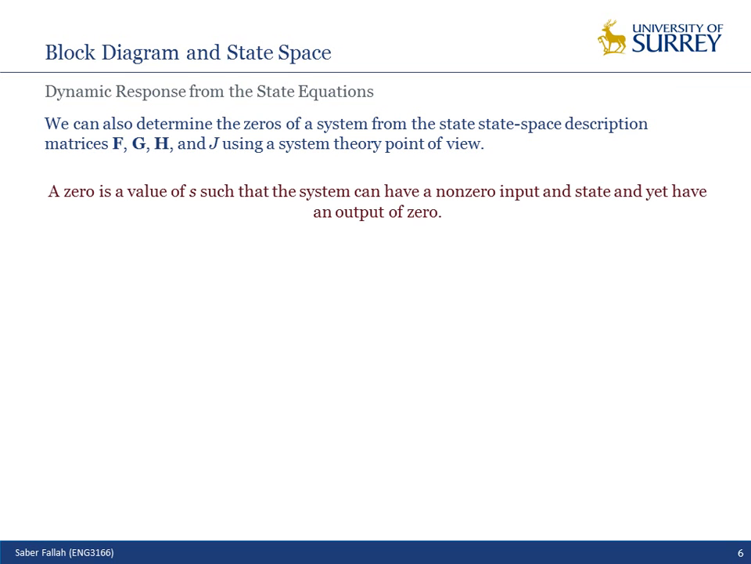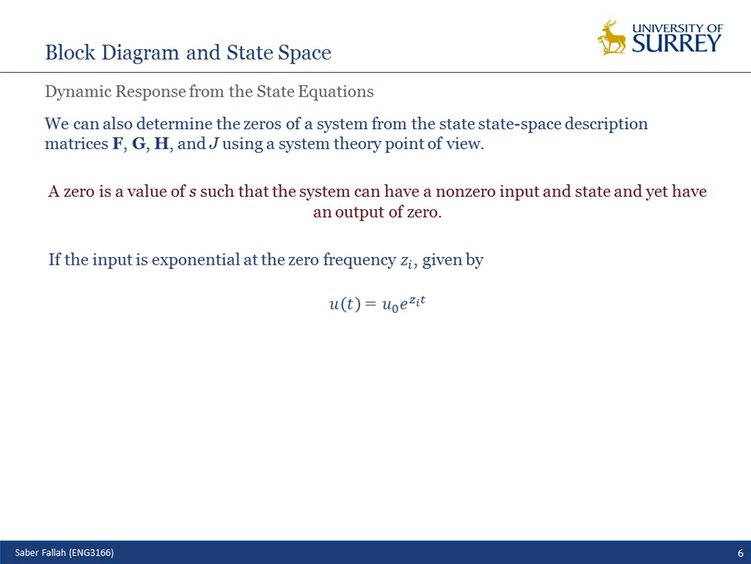So, again, all of you look at it. A zero is the value of s such that the system can have a non-zero input and a state and yet have an output of zero because the frequency of the input is the same as the frequency of the denominator or zero of the system. Frequency of the input is equal to frequency of the denominator.